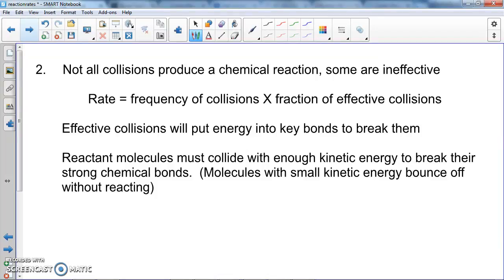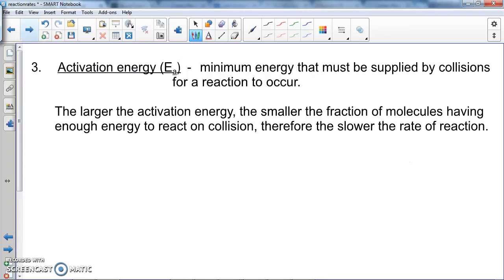And the last statement here: reactant molecules must collide with enough kinetic energy to break their strong chemical bonds. So there has to be enough energy put in to break the reactants so that you can form products. That's basic chemical reactions. This is the piece that's really focused on for this part of the unit, called activation energy. Note the definition: the minimum energy that must be supplied by collisions for a reaction to occur.